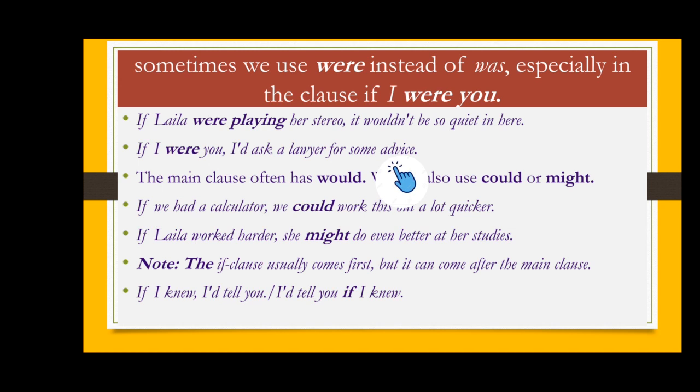Am I asking a lawyer for some advice? Not at all, because I am not you. I am I. Now the third example: the main clause often has would, but we can also use could or might. In the result clause or the main clause, we can use could or might too.